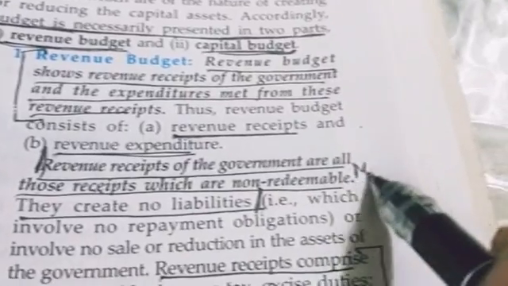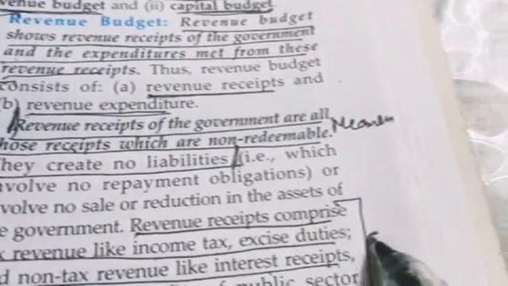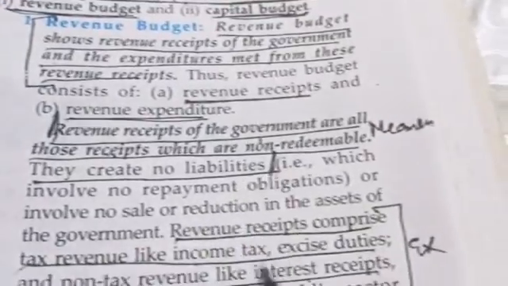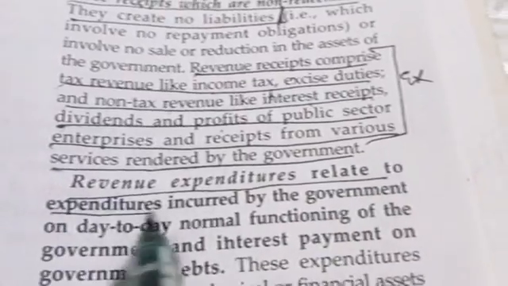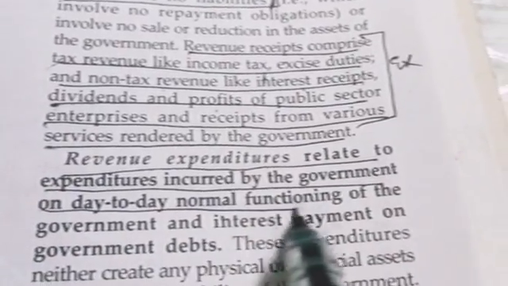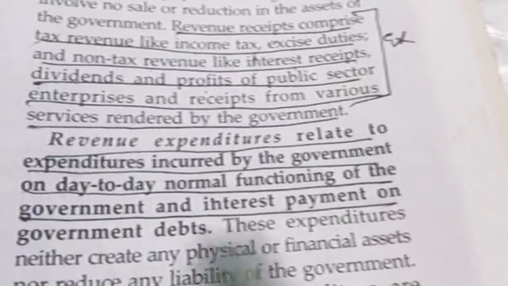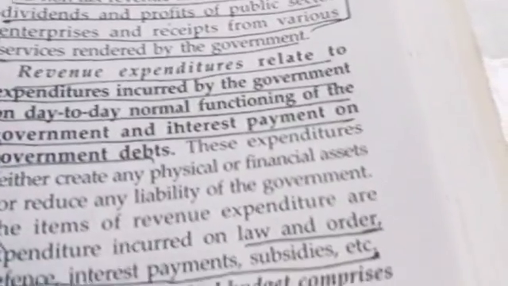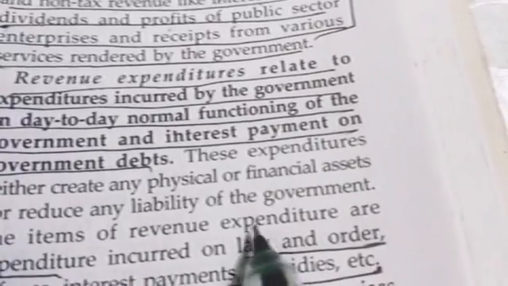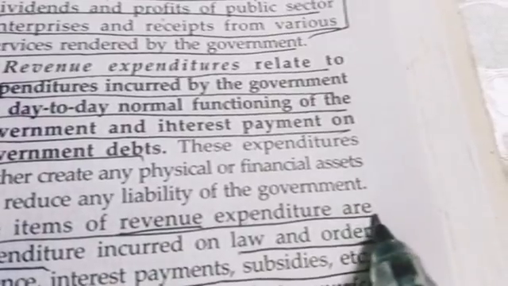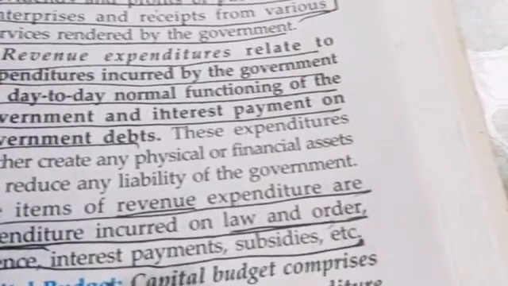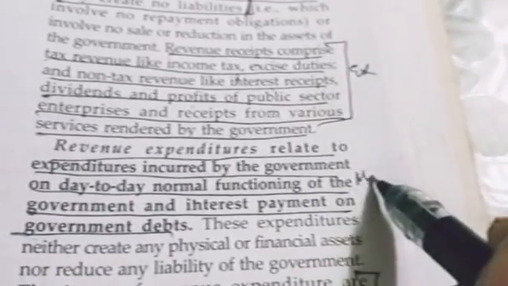ये example है. This is the meaning and this is the example, okay, of revenue receipt. Second is revenue expenditure. What is revenue expenditure? Relate to the expenditure incurred by the government on day-to-day normal functionings of the government and interest payment on the government. Just now I explained you. What are the example? The items of revenue expenditure are expenditure incurred on law and order, defense. This is the example. This is example and this is meaning.